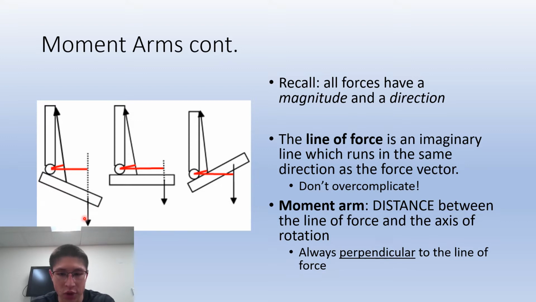So if you look at this picture over here, the magnitude is just going to be represented by the length of the arrow. So the longer the arrow is, the greater the magnitude. And then the direction is pretty straightforward. It's just the direction that the force is pointing in.